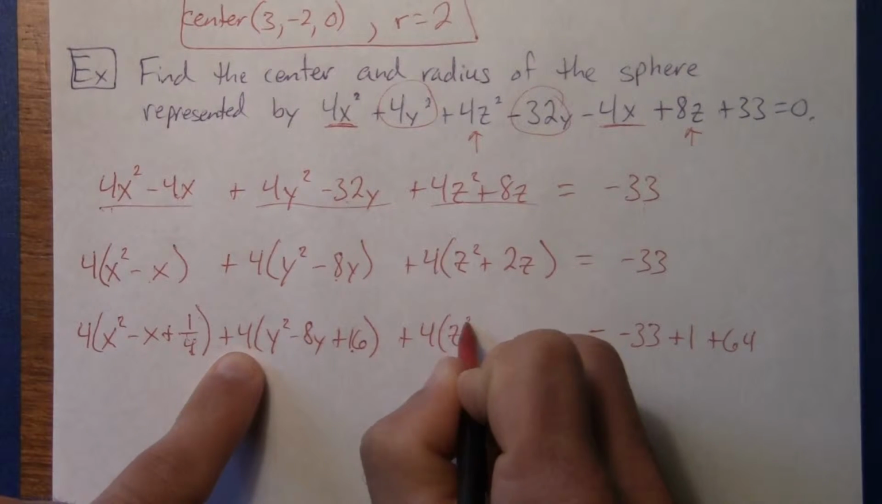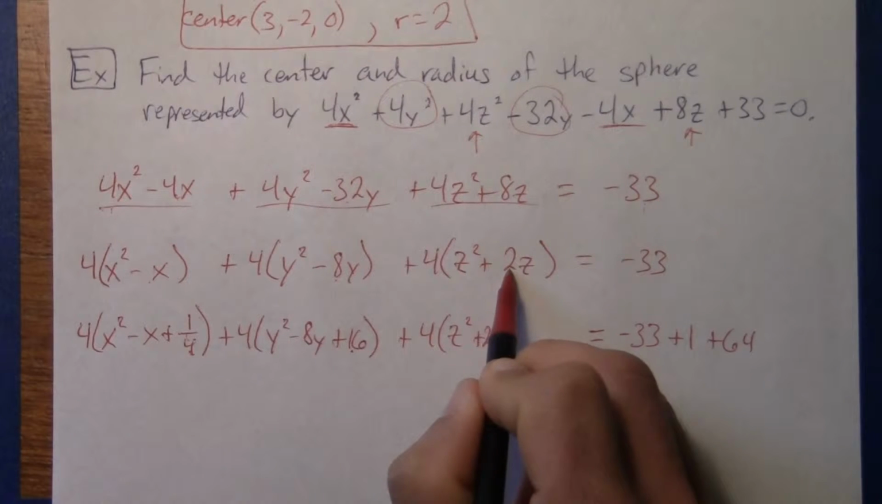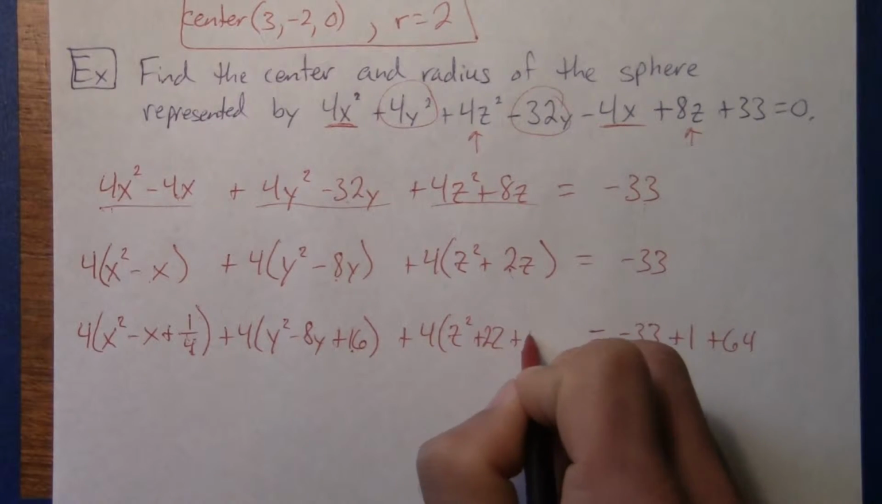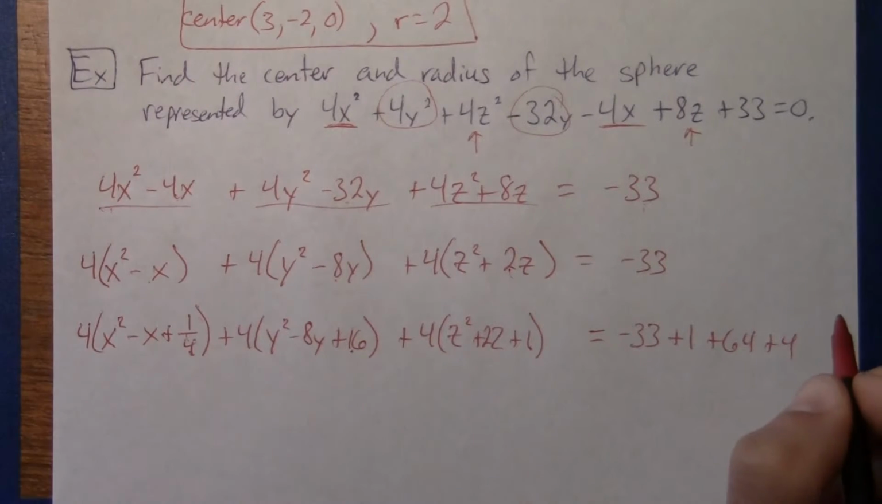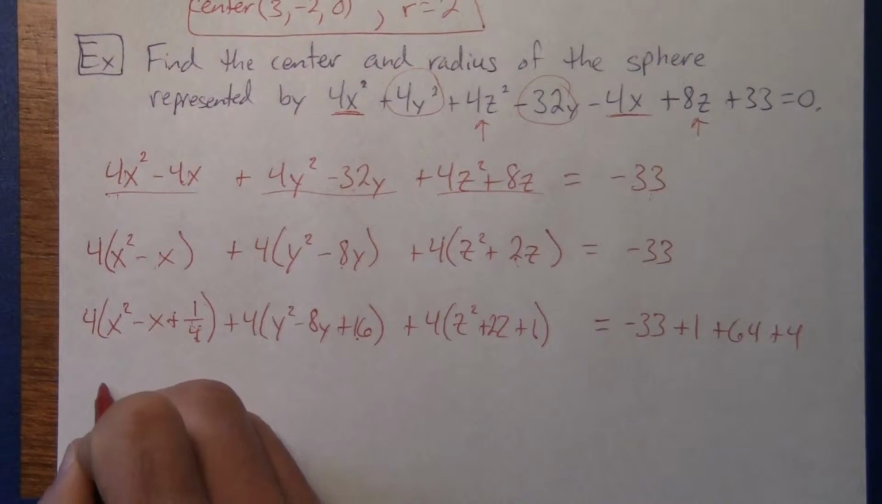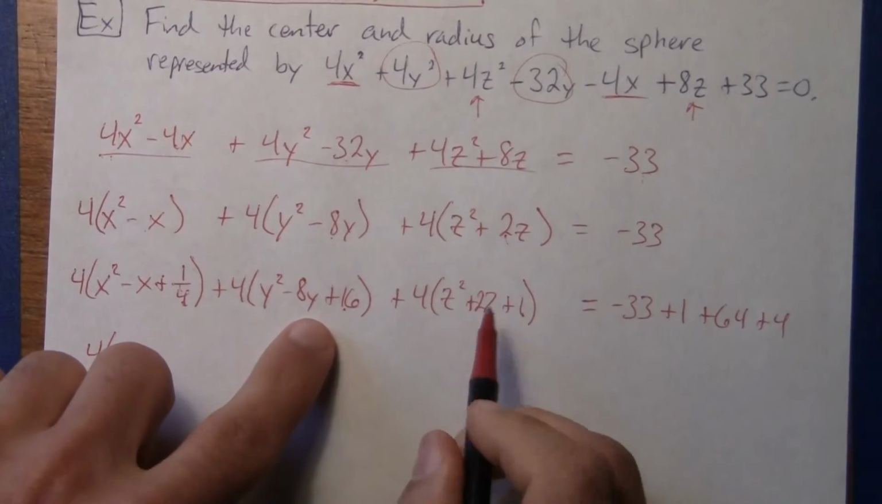And do the same thing with your z squared terms. Half of your b value here gives you 1. Square it would give you 1. But you are technically adding 4 to both sides. And now, these should factor into perfect squares. These two are probably easy to see.